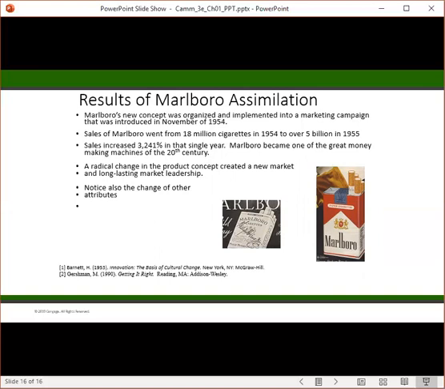So there's this whole change of attributes based on a discovery by a business analyst that proved to be one of the greatest. It took a product that was barely profitable and that Philip Morris was thinking of dumping and made it into the great money-making machine that it was and still is.